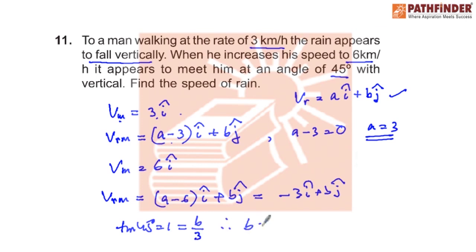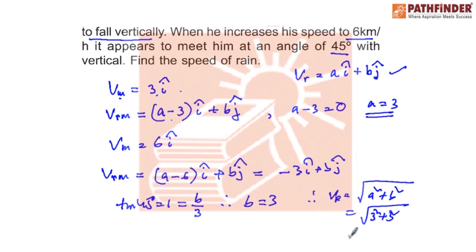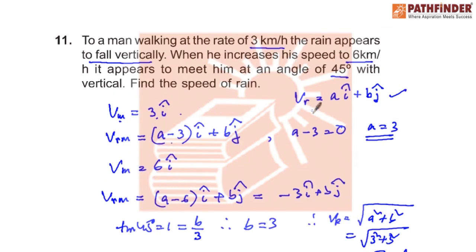So that makes b as 3. So the equation of the rain, now as we know, the velocity of the rain should be equal to root of a square plus b square. So a we have calculated as 3, and b we have calculated as 3 as well. So that gives us the value of 3 root 2 km per hour. So we just repeat once more.